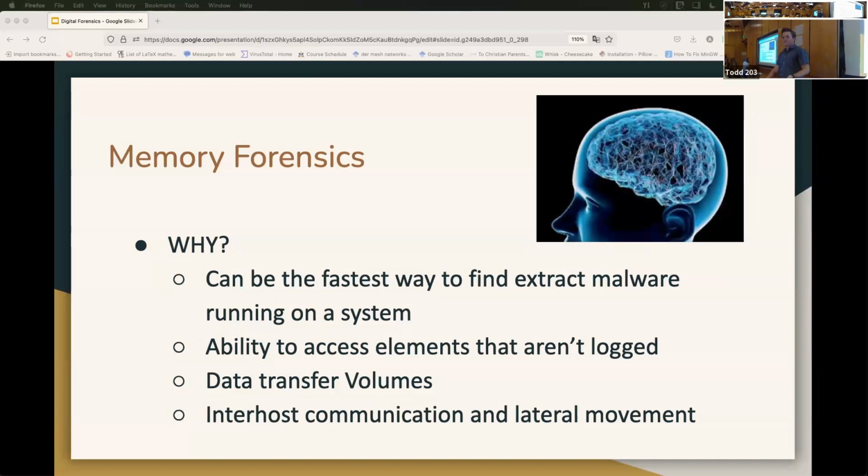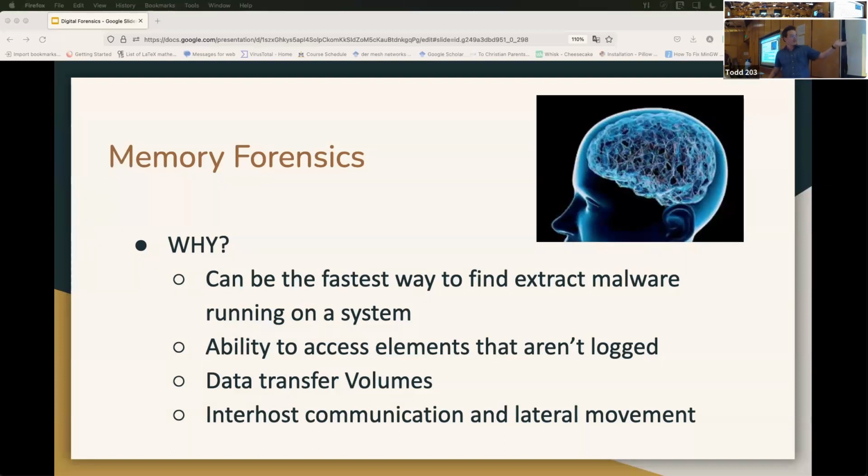Why would we want to conduct this instead of taking the entire file system? One, it can be one of the fastest ways to extract malware on a running system. So if malware is trying to persist across power cycles, it is going to get loaded back into the RAM when we boot up. And it is going to be running to do all of its bad, nasty things in our computer.